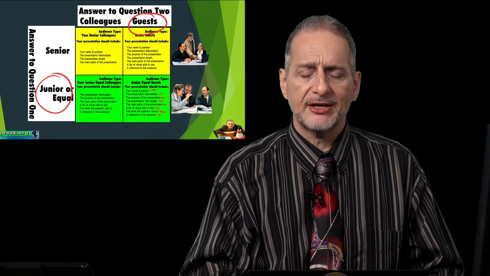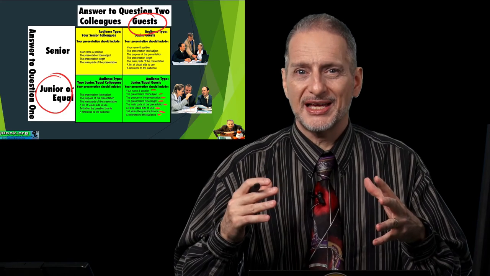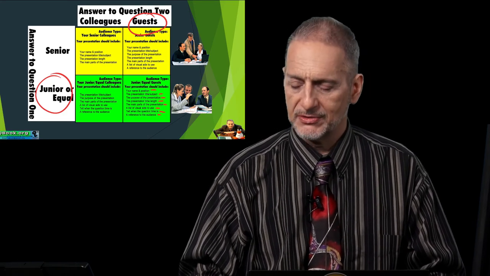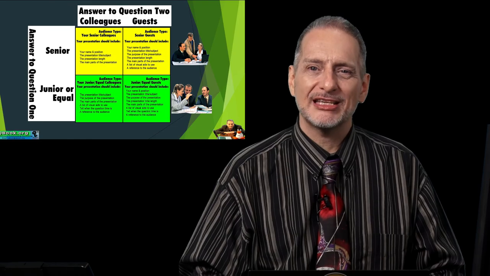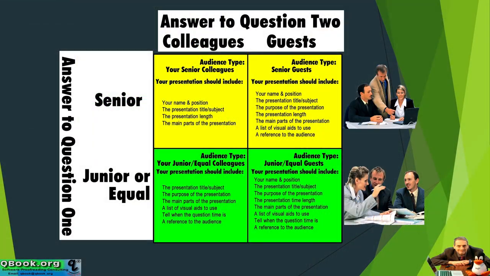Okay, so that's a very detailed way to understand your audience, right? We have a quadrant here, a kind of matrix, four parts. Why four parts? Because we have the two questions. Who am I presenting to? Are they above me or are they below me? Very straightforward, very easy to understand, and very easy to forget. And then you treat every presentation the same. But every presentation is not the same. You need to think of the audience first. So planning for the audience.